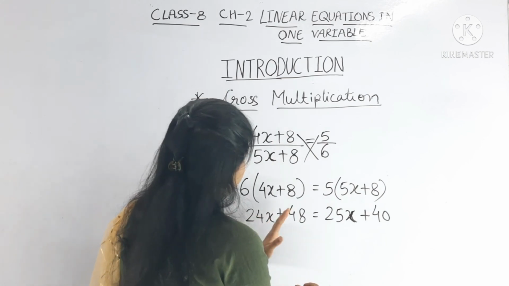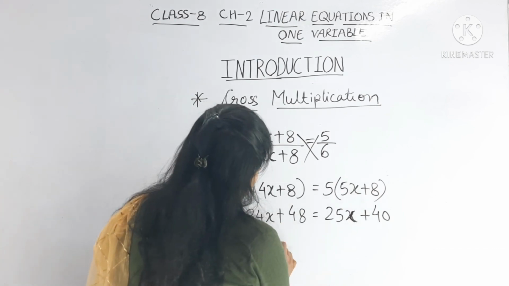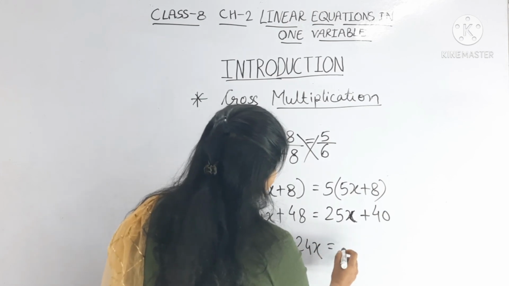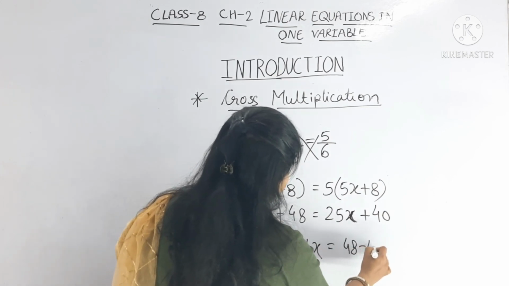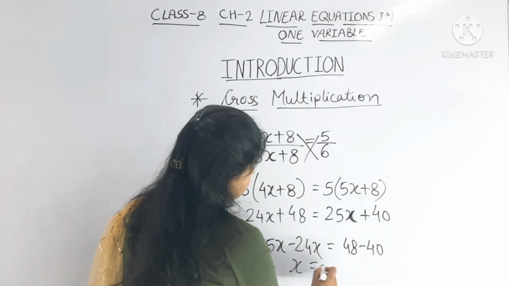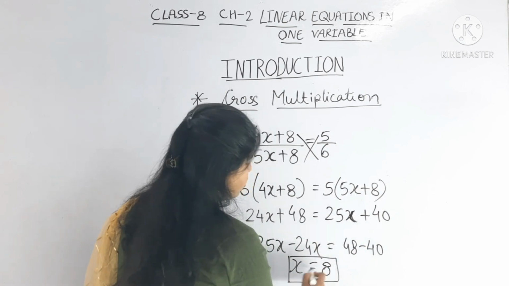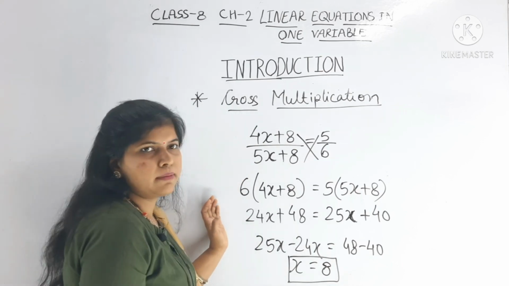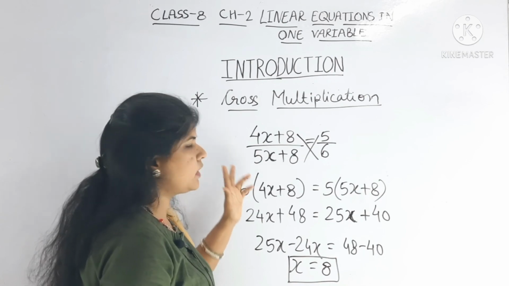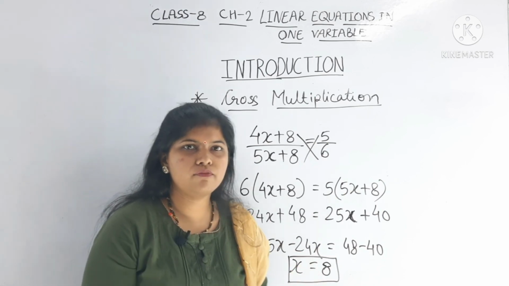So I have to take x terms on one side and the constants on the other side. So I am getting here 25x minus 24x equal to 48 minus 40. 25 minus 24 is x and 48 minus 40 is 8. So I am getting x equal to 8. So this chapter is totally based on solving for x with various methods: cross multiplication, solving in 2 variables, solving in 1 variable.